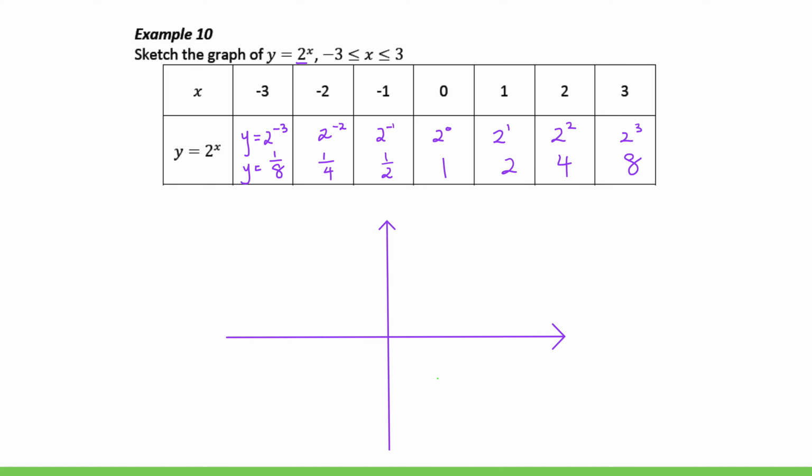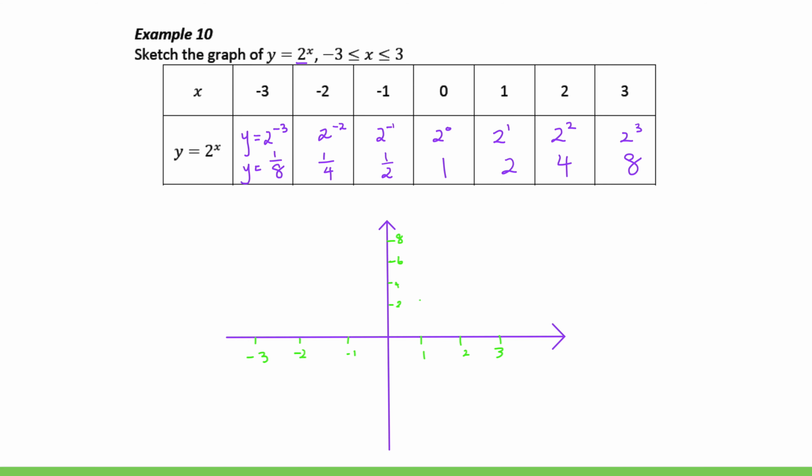Try to make the x values as accurate as possible. So I'm going to try and draw up an accurate scale. So that's 1, 2, 3, and negative 1, negative 2, and negative 3. And I can see that I need my power to go all the way up to 8. So that will be 2, 4, 6, 8.